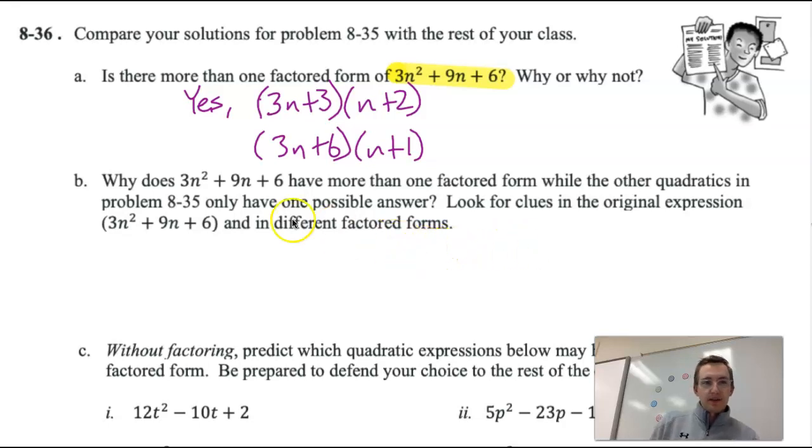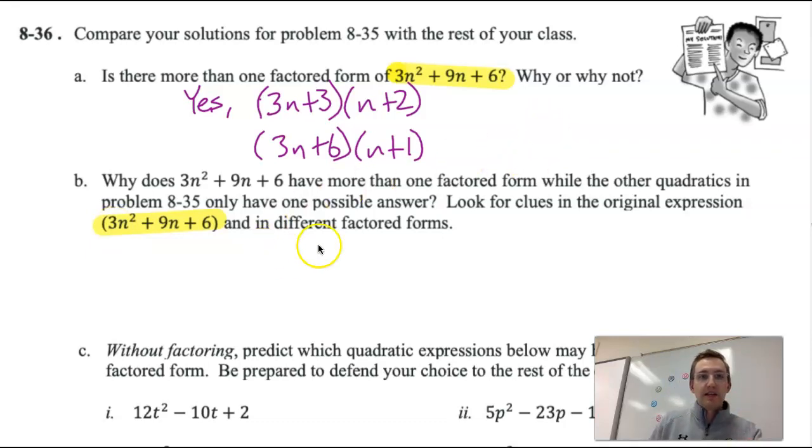So what I want us to do is look at this equation again. Is there anything extra that all of these numbers might have in common that might be contributing to the fact that we have more than one solution? As I look at these three numbers, 3, 9, and 6, they are all multiples of 3. So if we're able to factor a 3 out before we actually factor, I think we could probably get down to one solution.